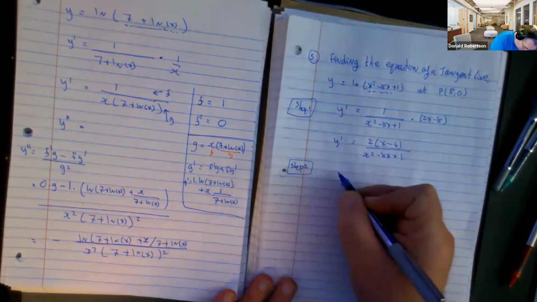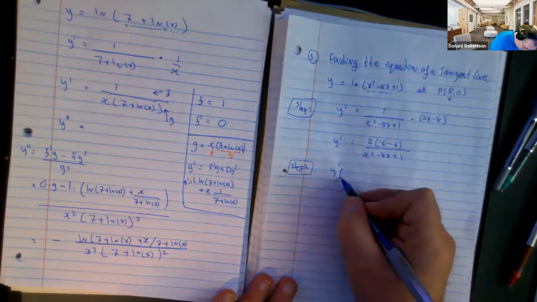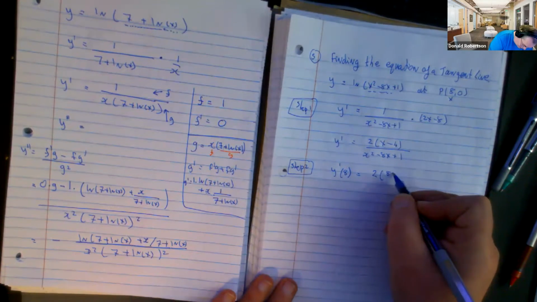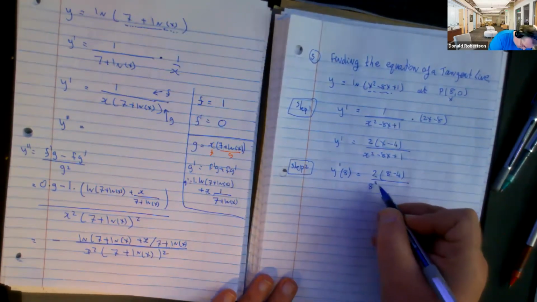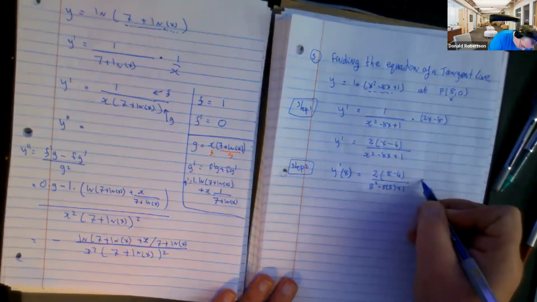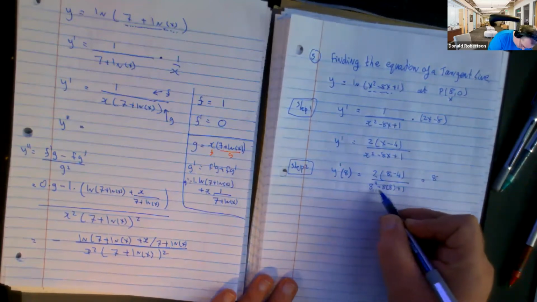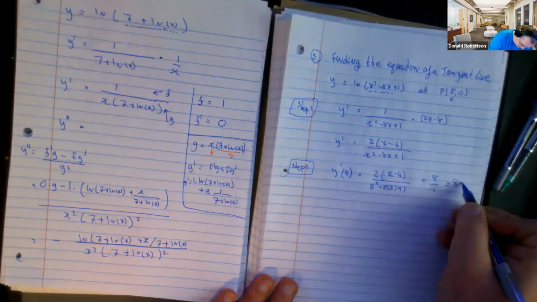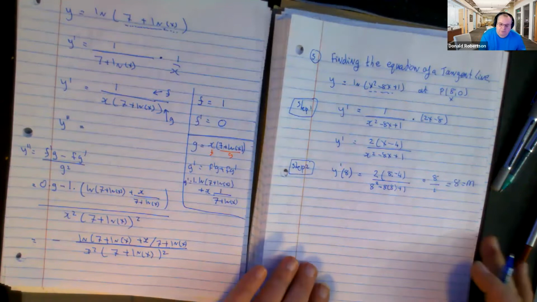Then you find the derivative at x equals 8. That's 2 lots of 8 take away 4, over 8 squared take away 8 times 8 plus 1. That's 4. 2 4s get you 8. That's 64, take away 64. So you get 1. And so we now know the slope of the tangent line is 8.